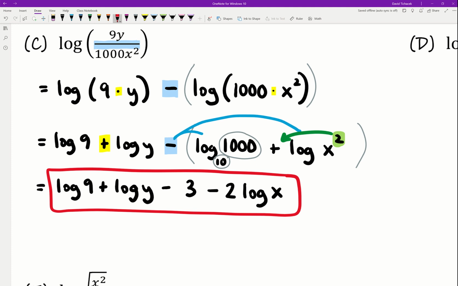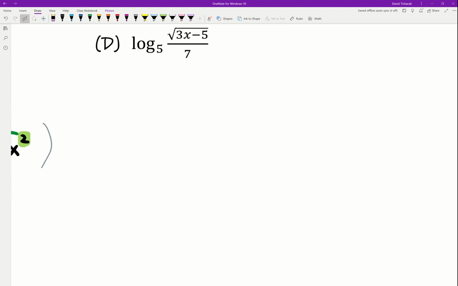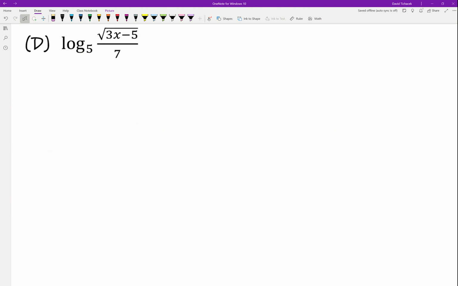So that one had a subtle difference in it. We had to use some parentheses to make sure that we didn't mess up with any sign changes. Okay? And so here in the next example, we have a square root. And I want to show you what the deal is with this.